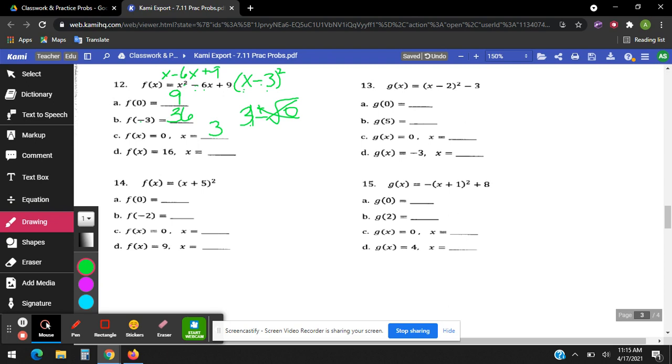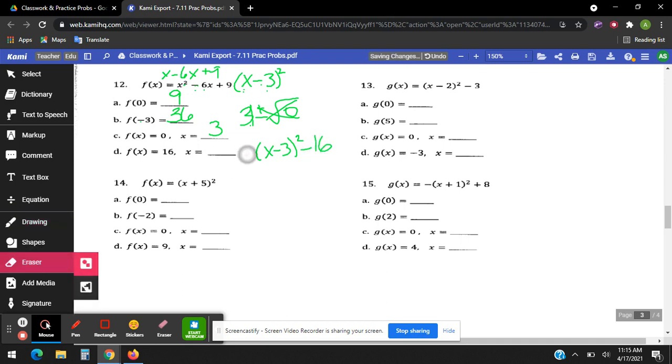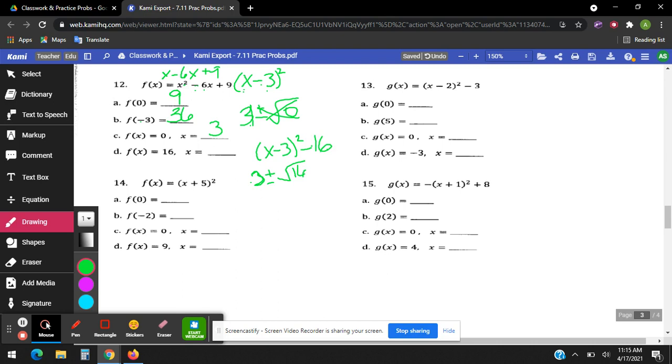Now I'm going to make it equal to 16. So that means I need x minus 3 squared equals 16, which means I have to subtract 16 to get it to equal 0, which means I need to do my h, 3, plus or minus the square root of a negative k, 16. So here I have 3 plus 4, which is 7, and 3 minus 4, which is negative 1.